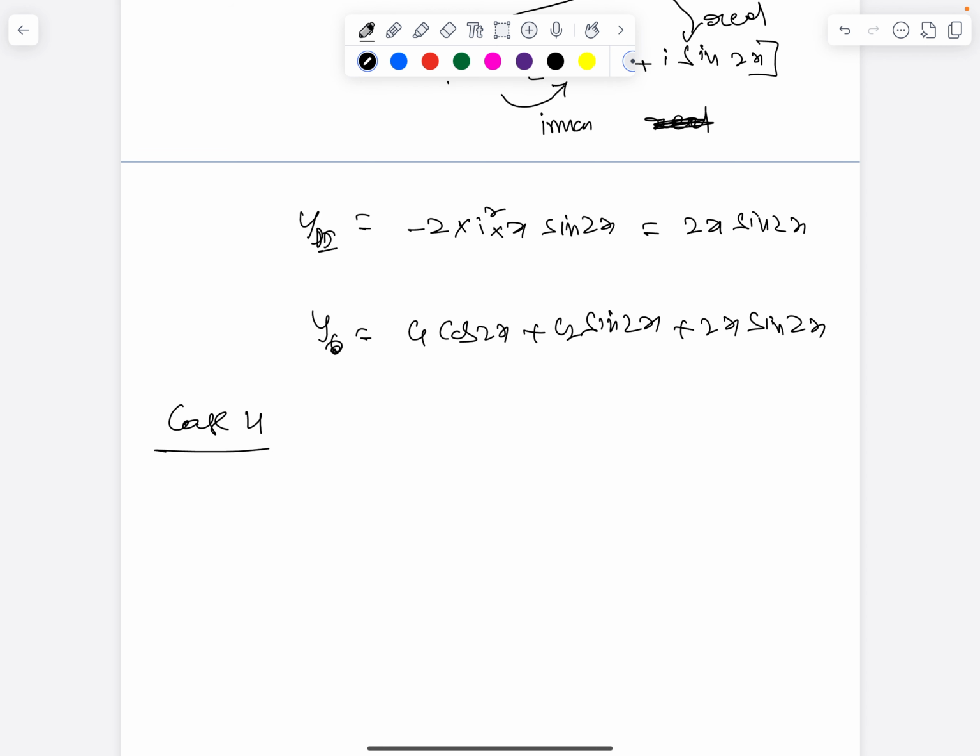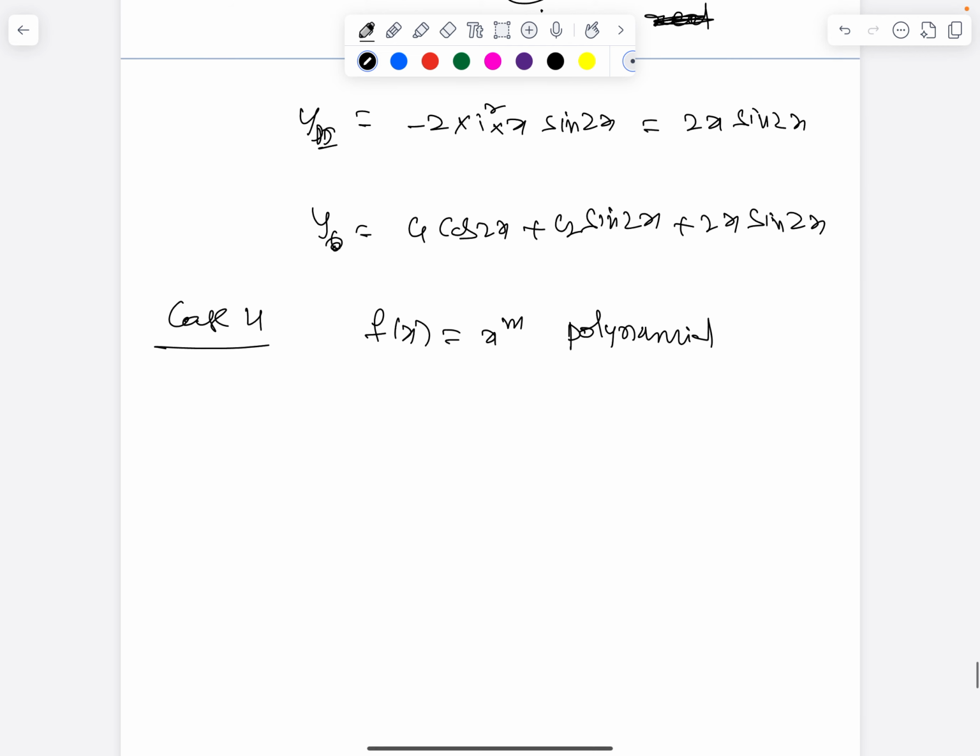So case 4 is when f of x is of the form of a polynomial. Whenever this is a polynomial, how do you handle this? The procedure is as usual. We have to do a little calculation, that is f of d into y is equal to f of x, so ypi is equal to 1 by f of d into f of x. Now you have to take a call based on f of d.